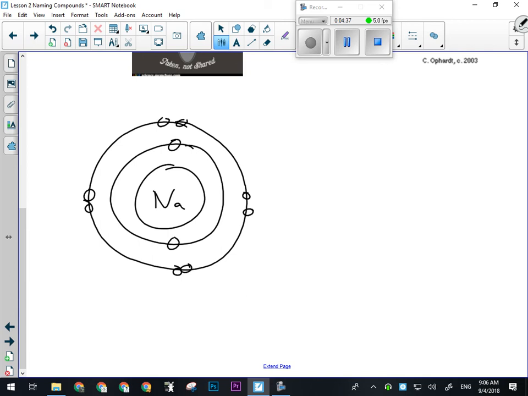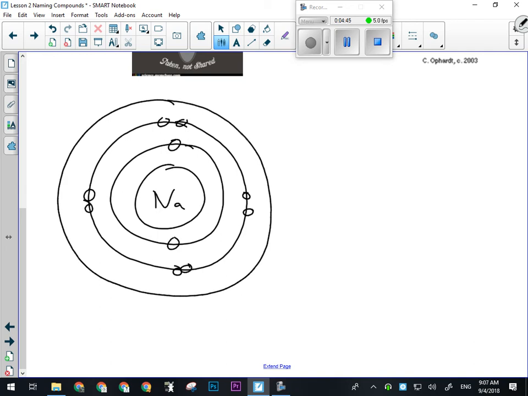Now that's only how many electrons? 10. So sodium's outer shell, which is capable of holding 8 electrons, only has 1 in it. So for sodium, what's easier?